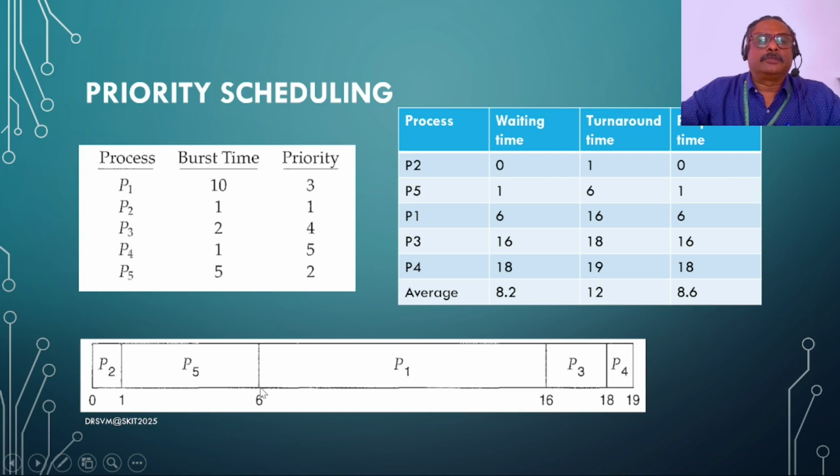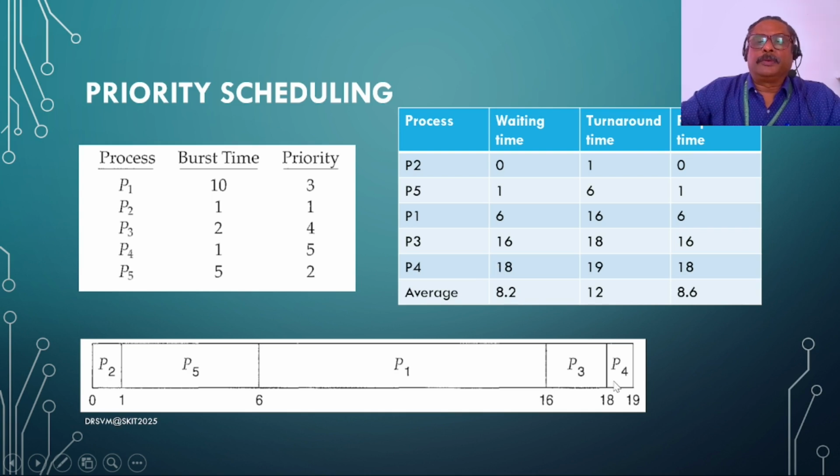Then P1 has to wait for 6 units of time, and it completes its job at 16th tick, and P1 started working after 6 ticks, so response time is 6. After P1, P3 gets the chance, and waiting time was 16, and turnaround time is 18, and response time is 16. So you can see the waiting time and response time are almost the same in this case.